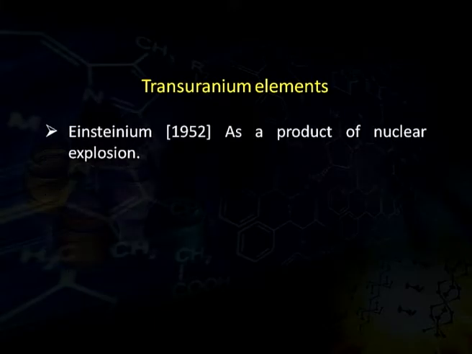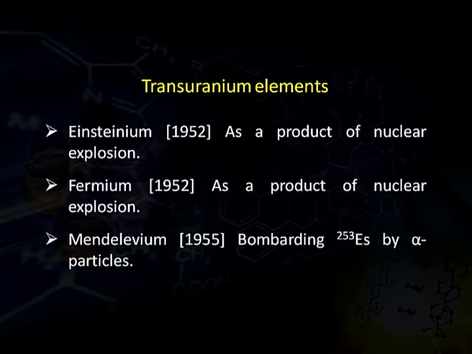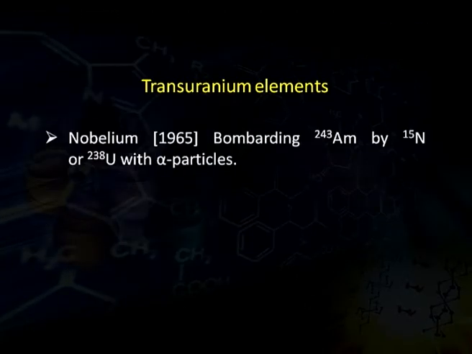Another transuranium element, einsteinium, was discovered in 1952 as a product of a nuclear explosion. Fermium, as a product of a nuclear explosion again, was discovered simultaneously in 1952. Later, in 1955, mendelevium was obtained by bombarding einsteinium-253 with alpha particles. Nobelium was obtained by bombarding americium-243 with nitrogen-15, and it may also be prepared with alpha particles interacting with uranium-238.